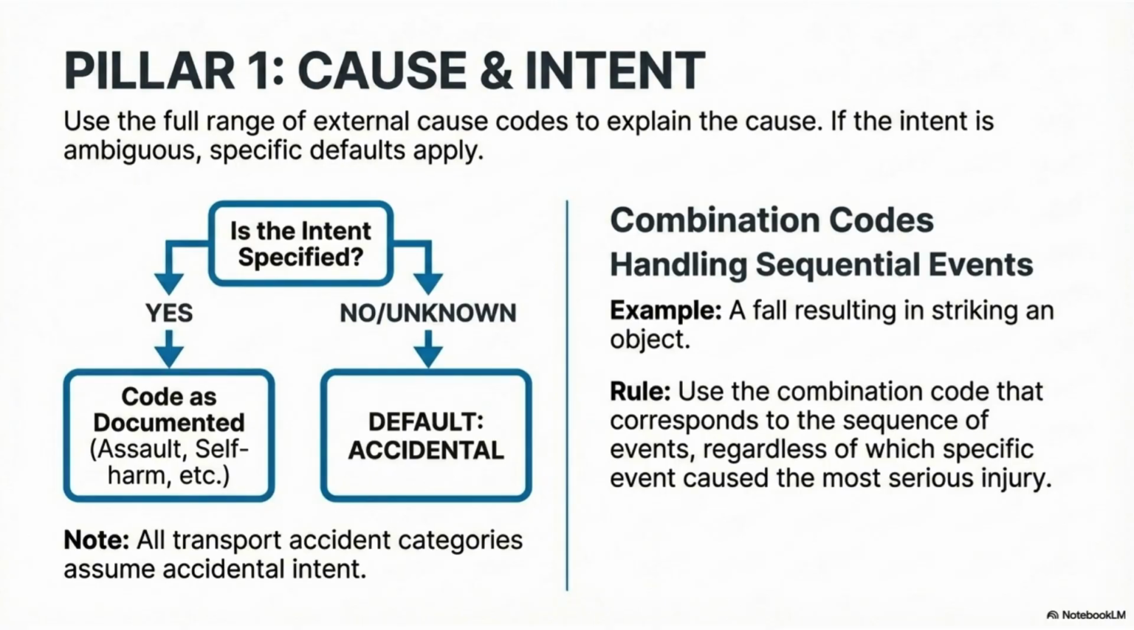Sometimes the event happens in a sequence, like the patient falls and then strikes an object on the way down. In those cases, we don't separate the events or pick the one that caused the worst injury. We use the combination code that reflects the sequence exactly as it occurred.